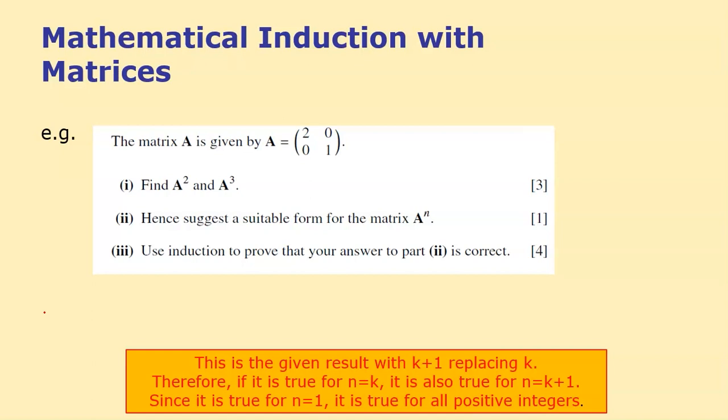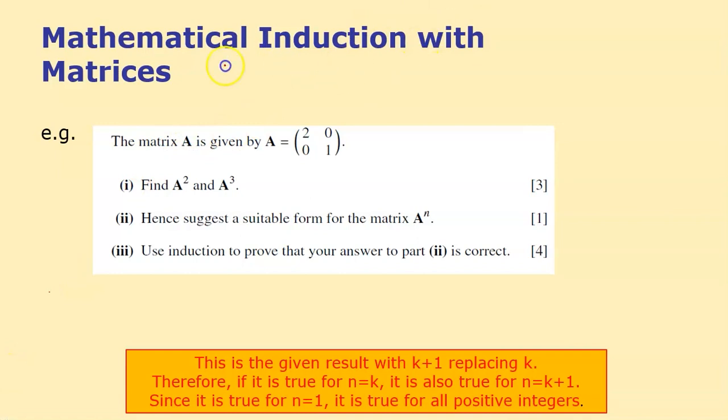It says the matrix is given by A equals 2, 0, 0, 1, and it actually wants us to find a suitable formula for A to the n. Now obviously A to the n is where you multiply it by itself lots of times. So let's just go about doing this.